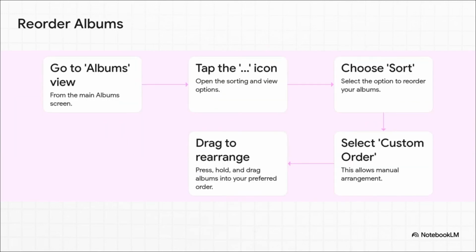By default, your phone probably sorts your albums by how new they are, which isn't always helpful, but you can take control. You can set it to a custom order and then literally just drag and drop your most important albums right to the top. I always keep my main family and work albums at the top so I can get to them in a second.